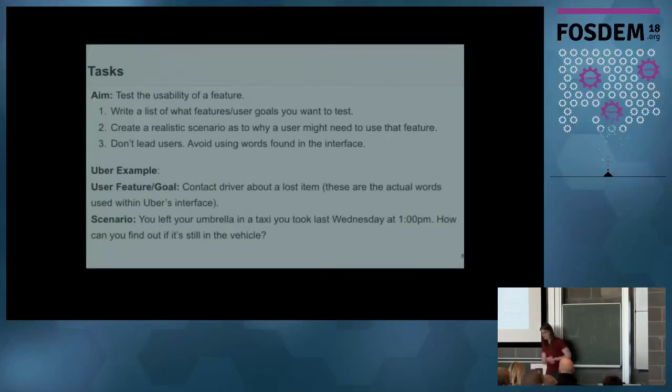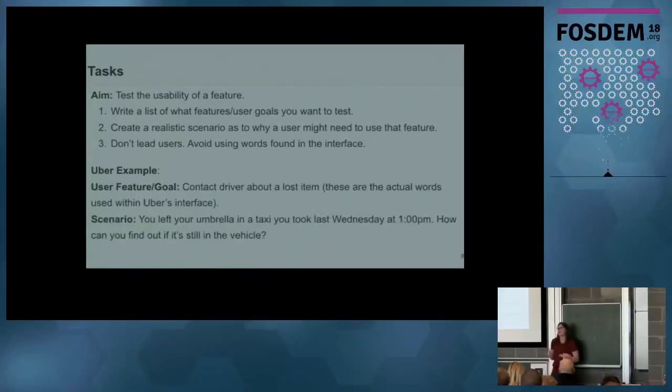So tasks. Now, these are where we need to get the users to do something. So we need to give them an action to perform. So let's think about first the features or user goals that we want to test. So let's imagine, just for a second, that we work at Uber and we're testing the feature with users about contacting a driver about a lost item.